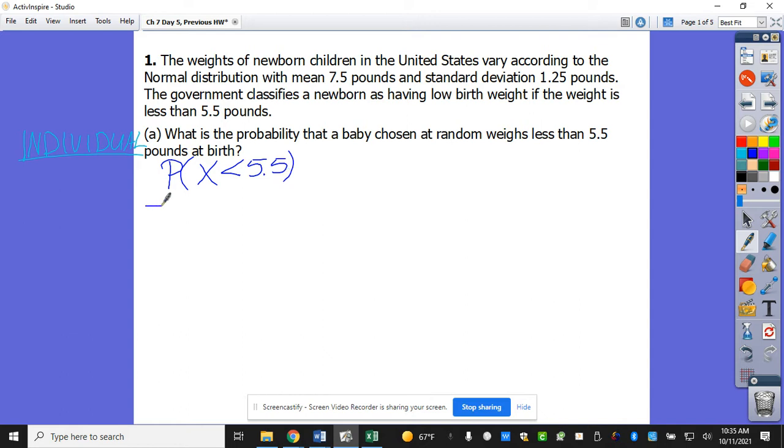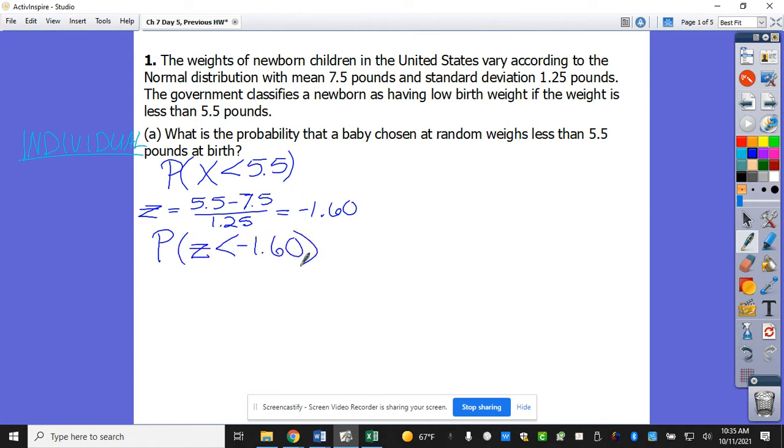So I convert that to a Z-score. So it's 5.5 minus 7.5, and right now it's divided by what? 1.25, because I'm dividing by the entire standard deviation. And that gives me negative 1.60. So rewrite it in terms of that. And you end up getting a probability of about 0.0548.